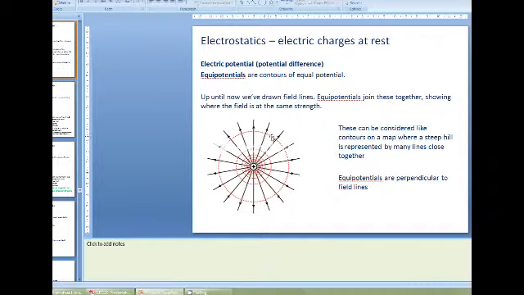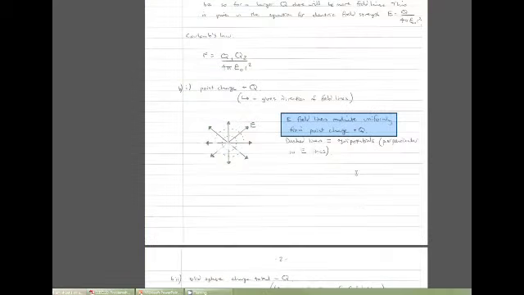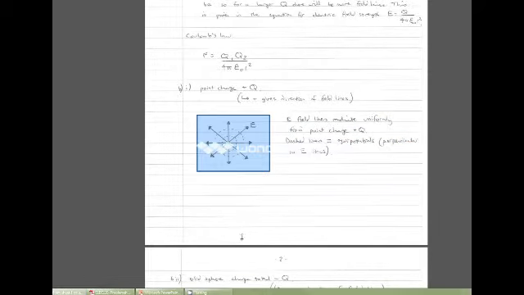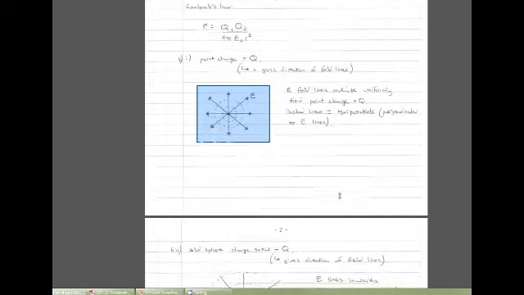So they're perpendicular to the field lines, and there are more of them when they're actually close in and fewer of them further out, just because the electric field strength changes more closer to the charge because it's stronger there. But you don't need to show that in your answer. All you need to show is that they're perpendicular to the field lines. So the dashed lines are the equipotentials and they're perpendicular to the field lines. That's the important point. So that diagram, 2 marks.